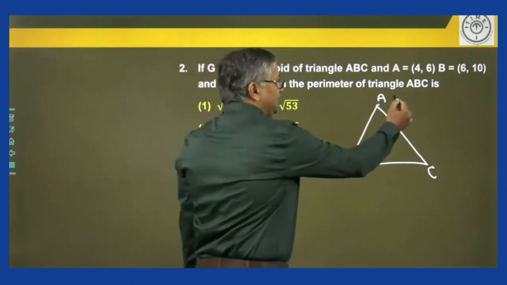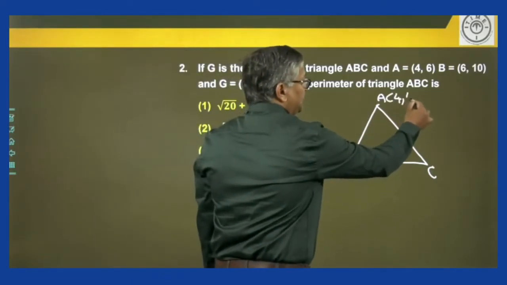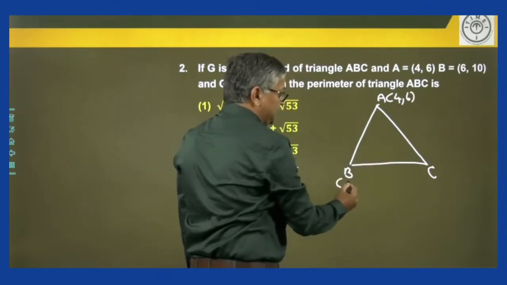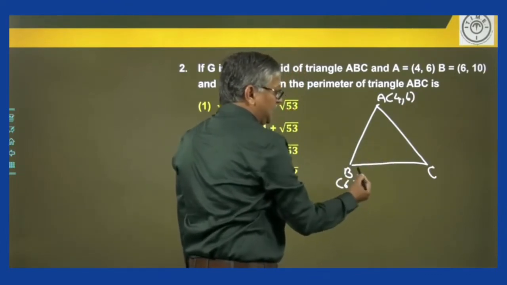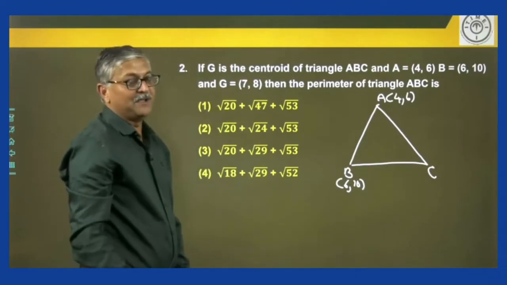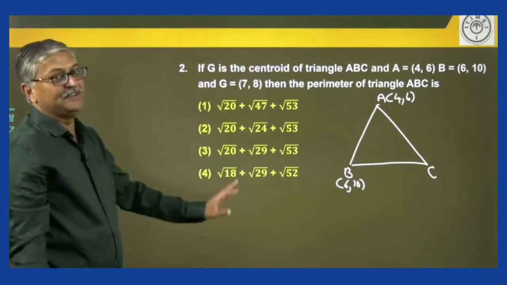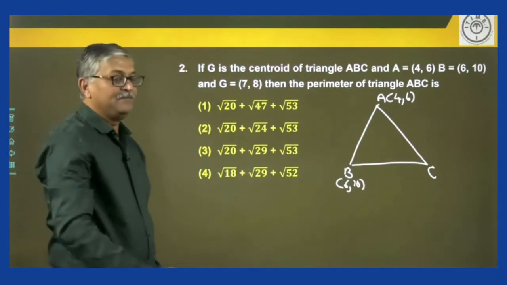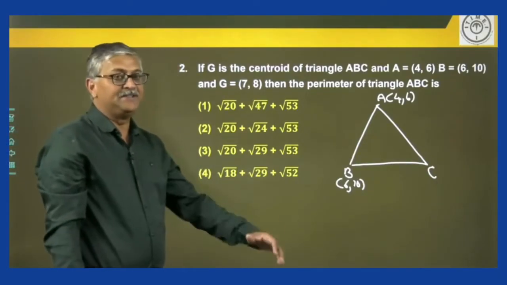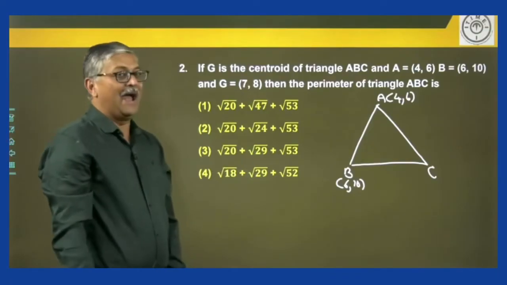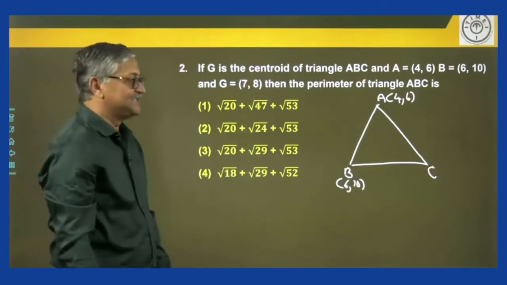Here, what is A given? A is (4, 6), and what is the B they have given? It is (6, 10). Then you want to calculate the third vertex C. Instead of the third vertex, they have given the centroid. What does the centroid mean? It is the point of intersection of medians, called the centroid.